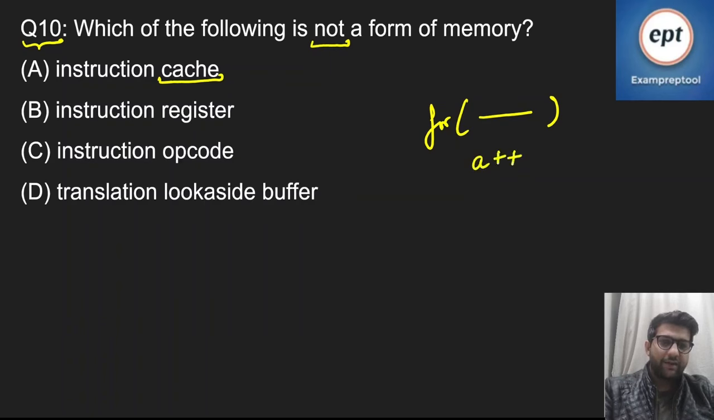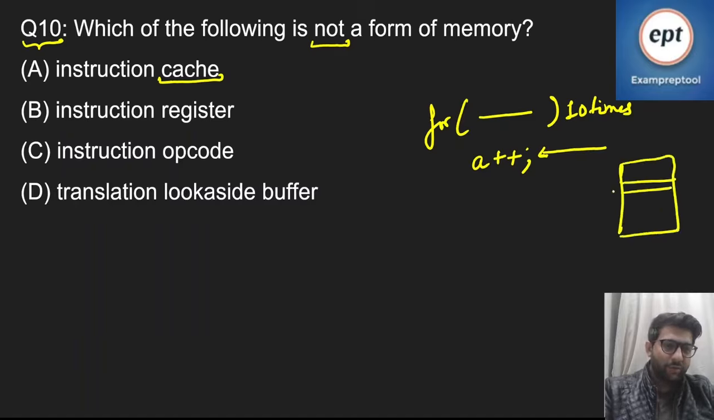Let's say we have an instruction which increments A, and this for loop runs 10 times. Now we know that this particular instruction will be accessed 10 times. If we access this instruction from memory 10 different times, it will take a lot of time. That is why a CPU has two types of cache, a data cache and an instruction cache.